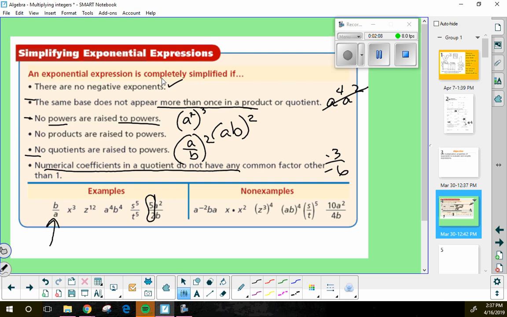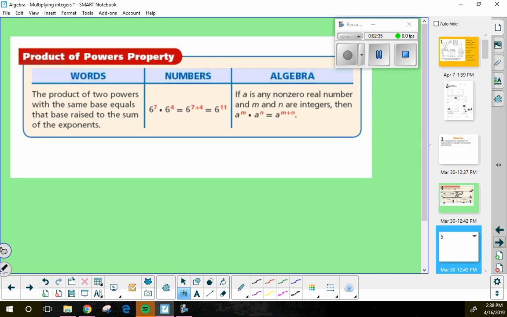These are all not okays. You can't have an A here and an A there. We're going to learn how to get rid of that today. You can't have an X there and an X there, whether they have different exponents or even the same exponent. Can't have a power to a power. We're going to figure out how to do something with that. You can't have products to a power, quotients to a power, or anything like this that has a common factor. Can't have any of that. All right? So we're going to learn what to do when we have it.